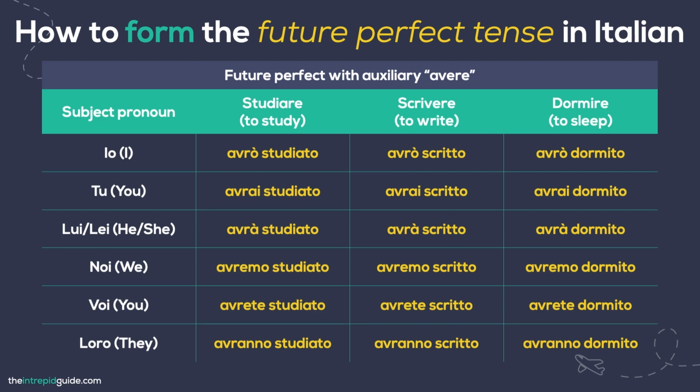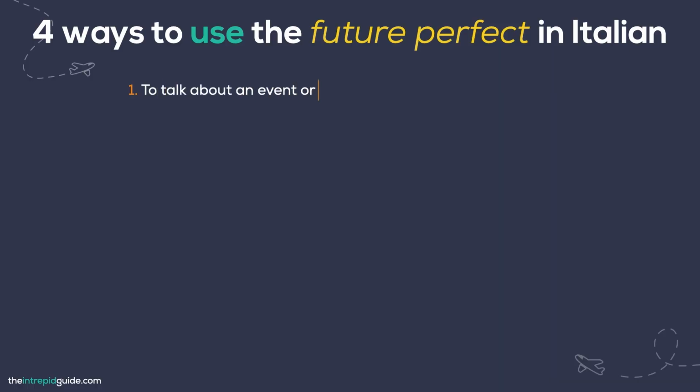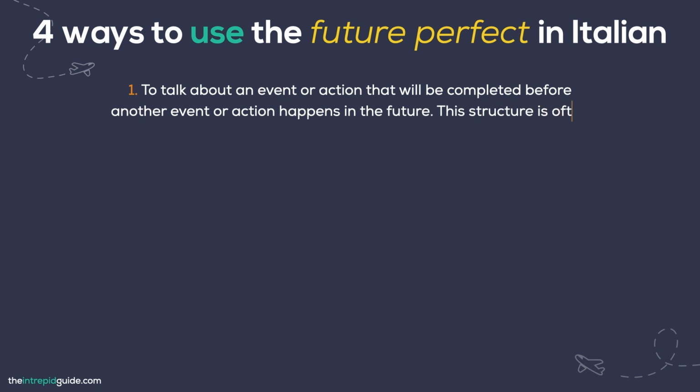Now let's take a look at 4 ways to use the future perfect in Italian. The first one is to talk about an event or action that will be completed before another event or action happens in the future. This structure is often introduced by words like Quando, when, or Dopo che, after. Take a look at these examples.